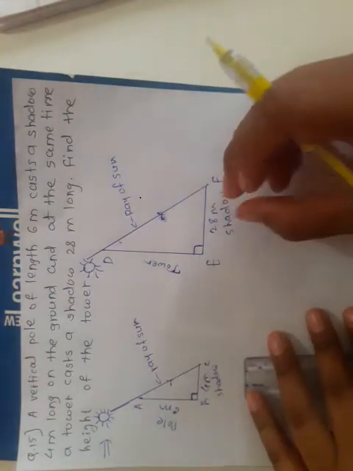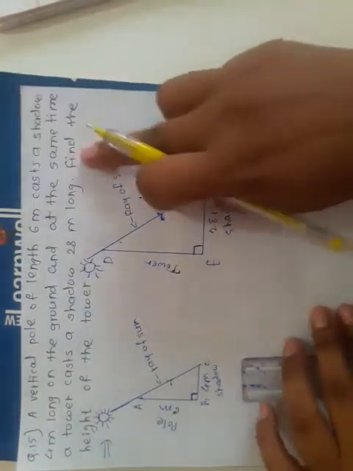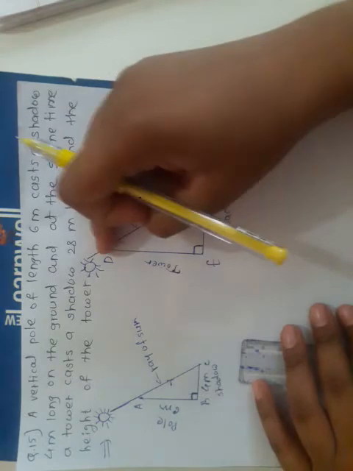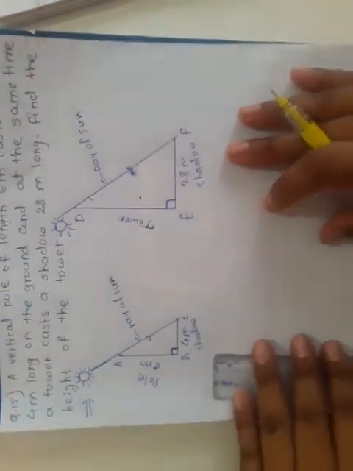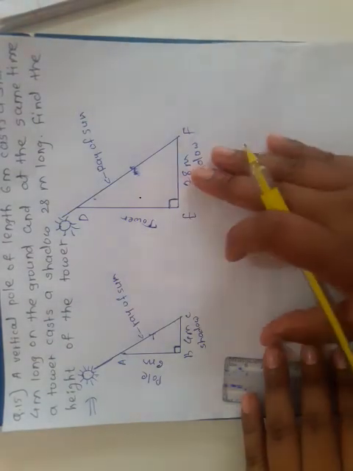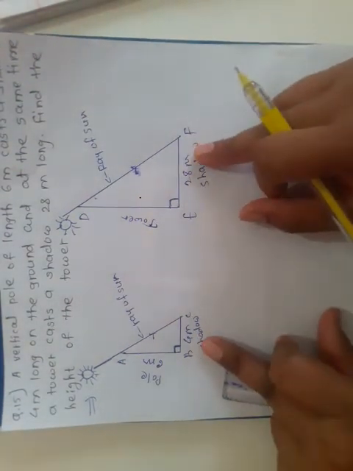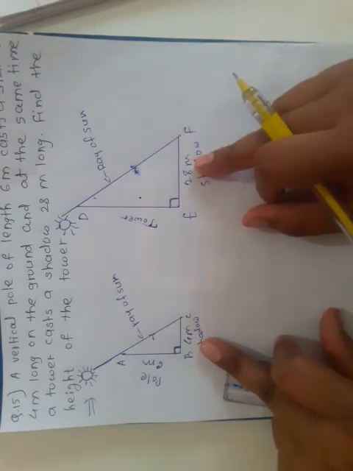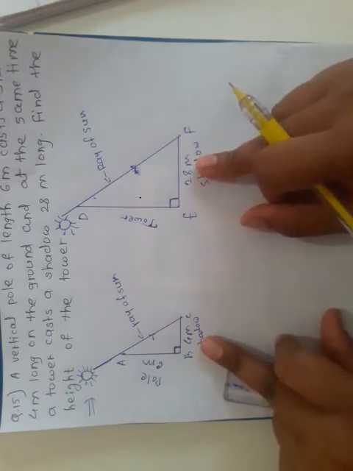So in this way all these values are given to us, and we have to find out the height of this tower. Height of this tower means DE we have to find out. So to find this DE, prove both these triangles are similar. Once we get these two triangles similar, then we can easily find out this DE.